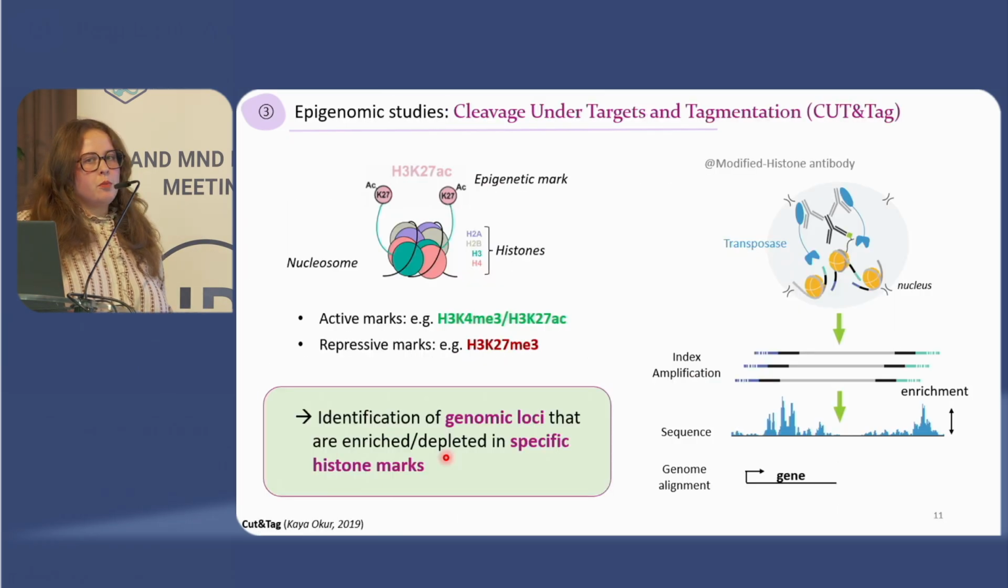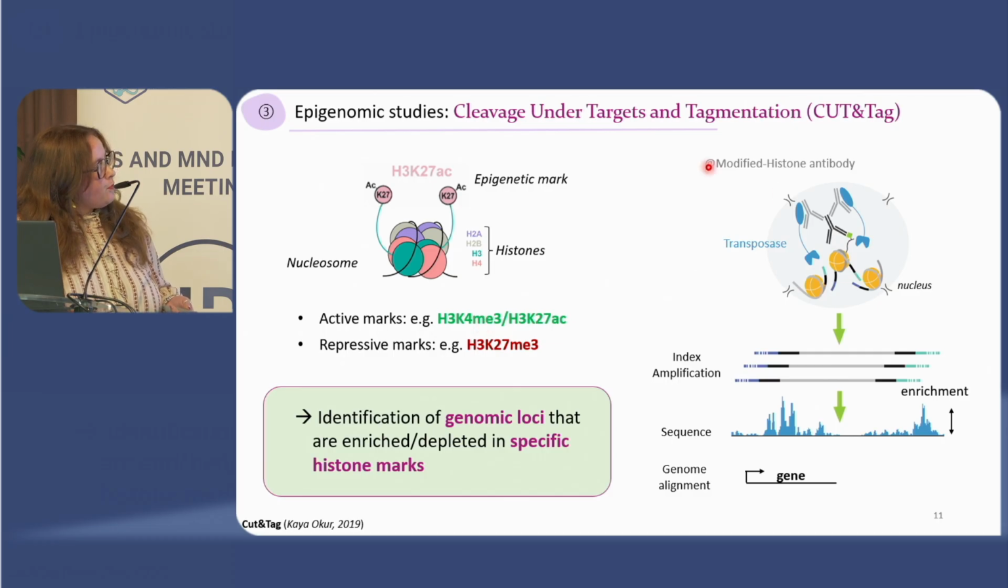Before going into the epigenomic results, I will explain a little bit what Cleavage Under Targets and Tagmentation, shortened CUT&Tag, is. First, I will talk a little bit about nucleosomes that are composed of histones, and on those histones you can see that we have epigenetic marks. Those epigenetic marks can be active or repressive. As you can see here, those are the marks that I tested during my thesis.